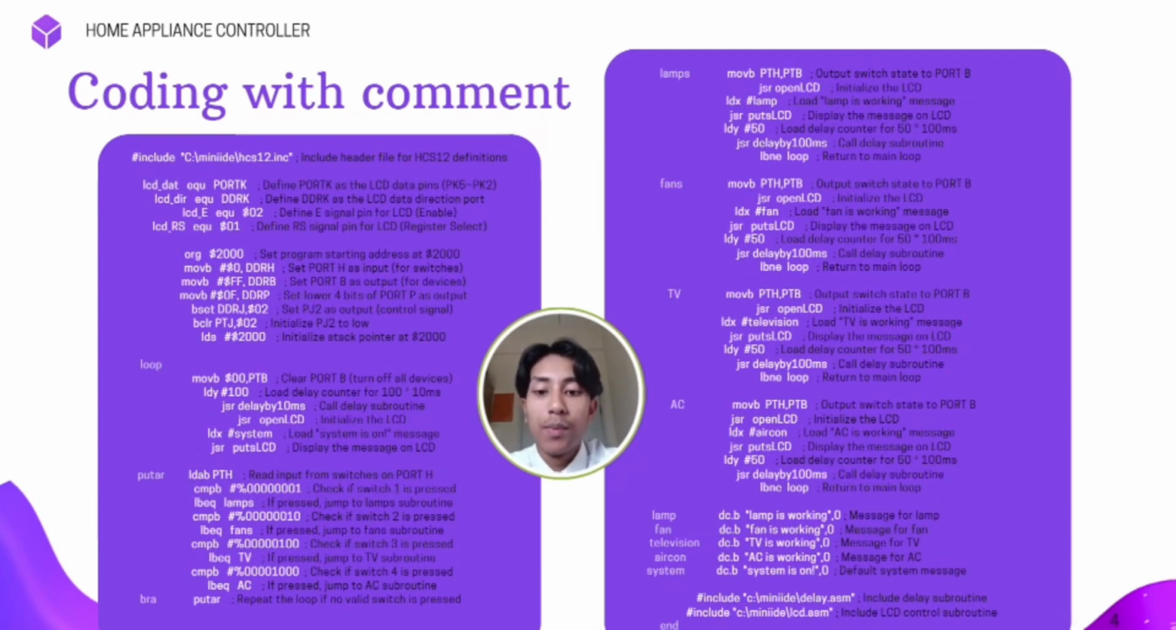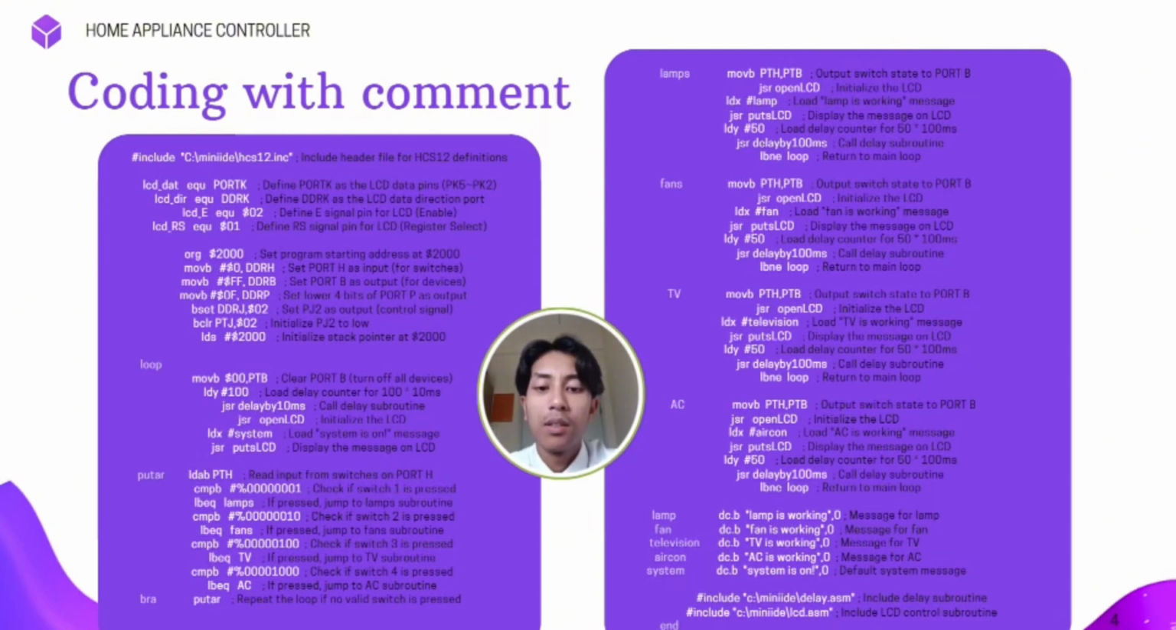Okay, so our main loop. In the first part of the main loop, the system will initialize the LCD display by using the code open LCD and show the message system is on. The next part of the loop is putar.